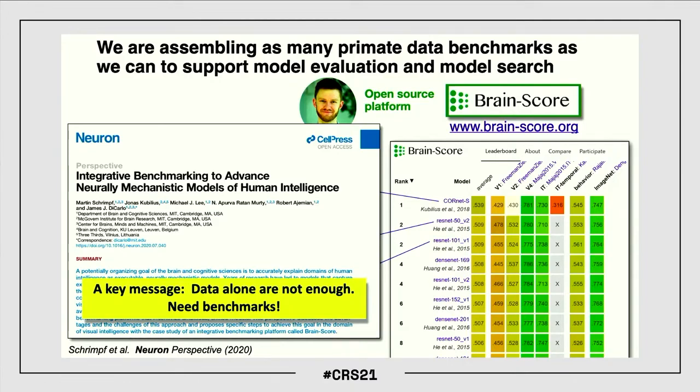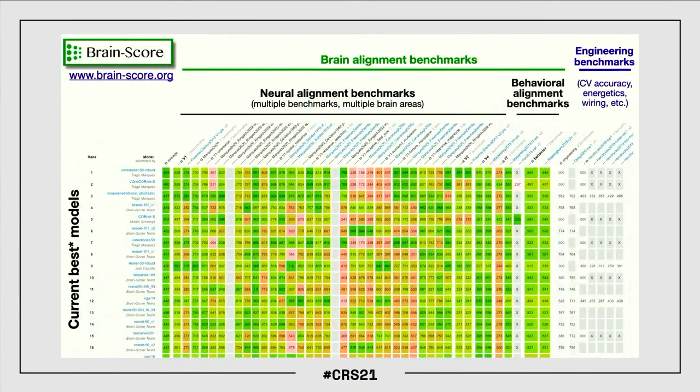But a key message from that is that data alone are not enough. We need benchmarks that are basically a mapping between the data and the model. So data plus a metric gives you a benchmark, and that's what you want to evaluate on. And that is what needs to be maintained by these platforms, not just repositories of data. And that's what BrainScore does. And BrainScore continues to grow. This is what it looks like today.